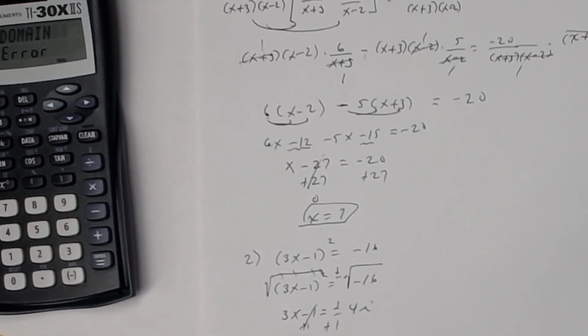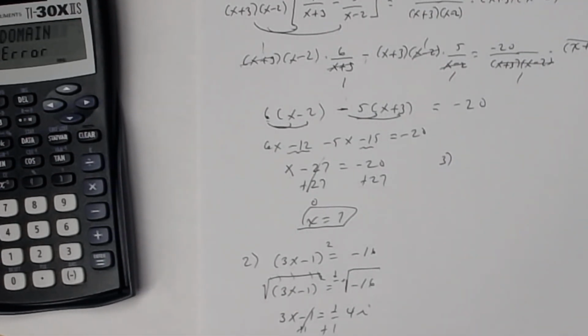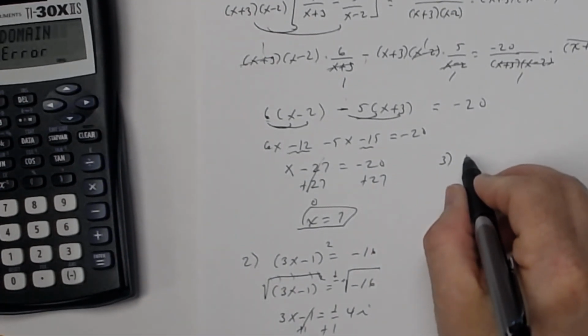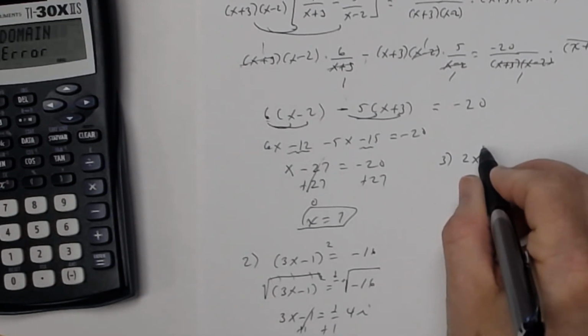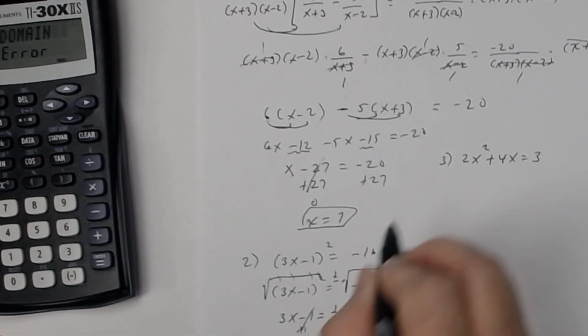Okay, and then number 3, I'm going to go ahead and put number 3 here so I can put it all on one page without being too messy. Now, number 3, we had this quadratic equation, 2x squared plus 4x equals 3.